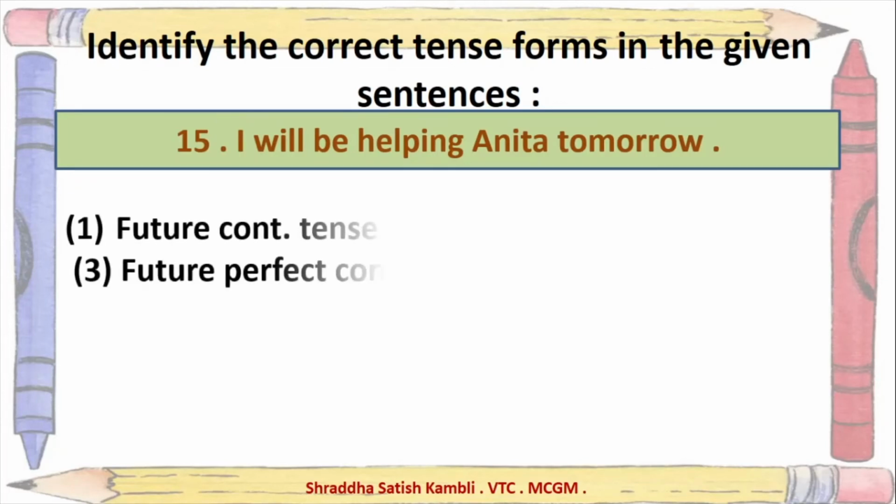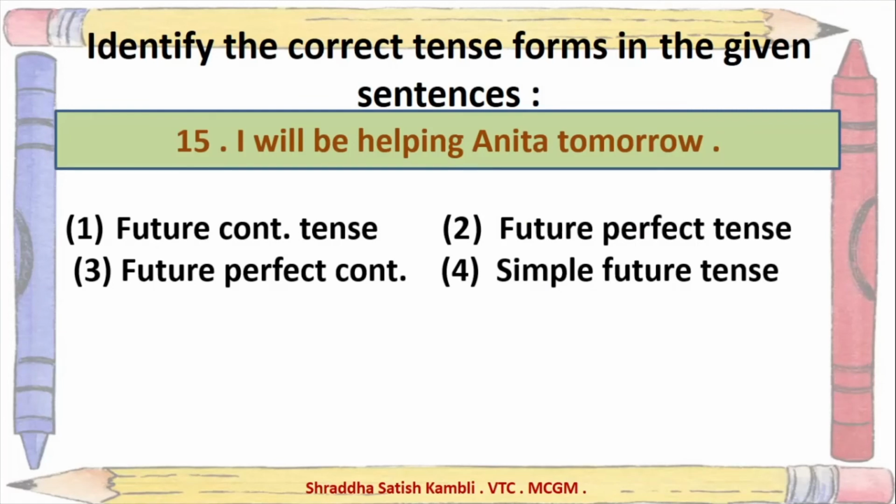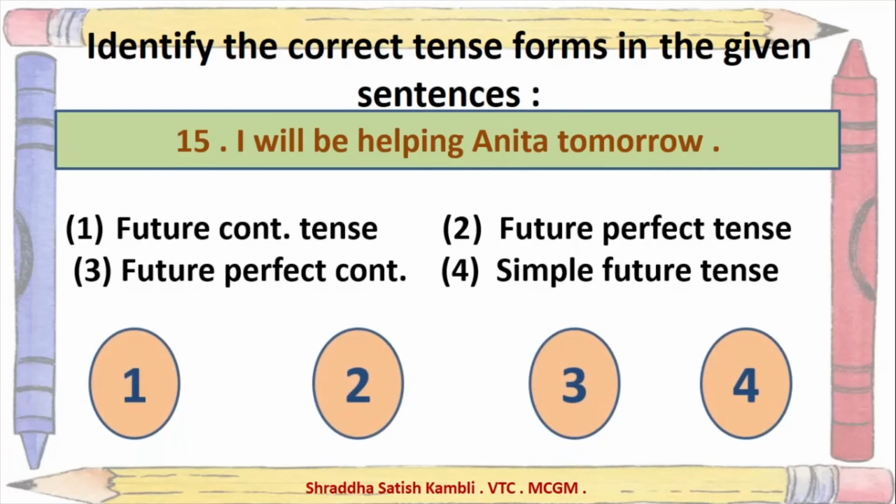So let's see what the options are. Is it future continuous tense? Is it future perfect tense? Is it future perfect continuous tense? Or is it simple future tense? Which one is it? Here goes your timer. And the answer is yes, it is the first one. It is a future continuous tense, will and the ing form of the verb. Okay, children, so this was the third pattern.